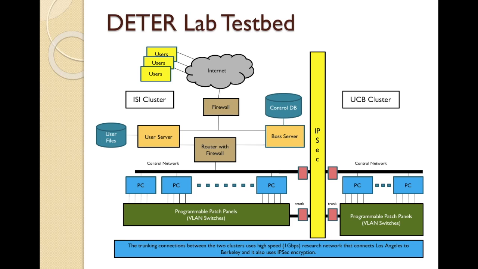DETERLab stands for Defense Technology Experimental Research Laboratory. It's basically a state-of-the-art scientific computing facility and it has around 200 nodes. It has 2 clusters, USC ISI cluster and UCB cluster, and both these clusters are connected using a high-speed 1 gigabits per second dedicated link. DETERLab is basically used for cybersecurity research, which includes multi-resolution virtualization, cyber attack research, and cyber defense technologies research.